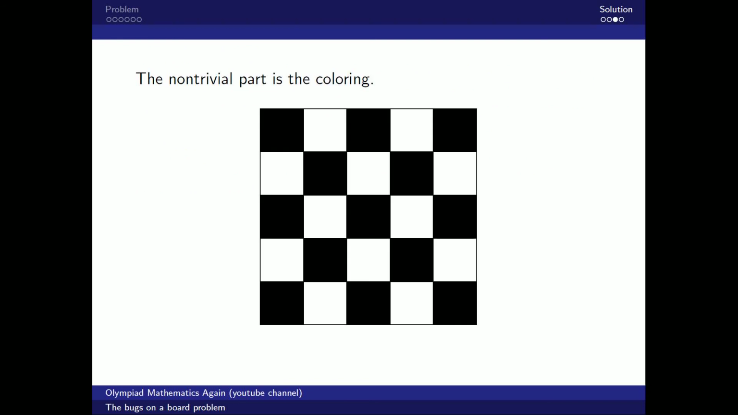What I want to stress here is that the only non-trivial part in this solution is, of course, the coloring. There was no mention of the coloring in the setting of the problem. It was just a board, that's it. So we introduced this coloring, and this is really non-trivial.